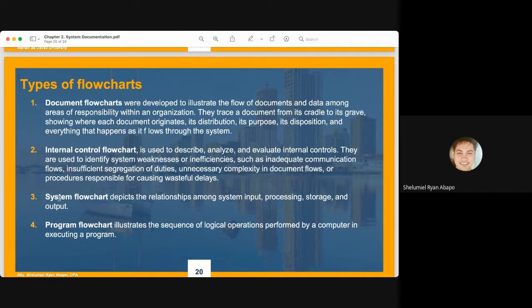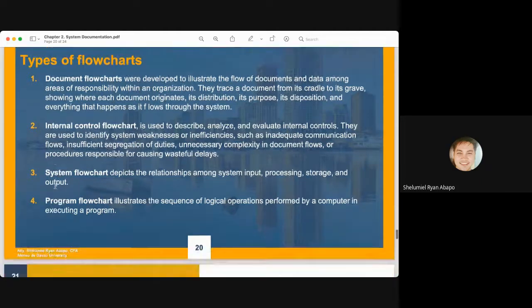Now, the system flowchart, on the other hand, depicts the relationships among systems, input, processing, storage, and output. And of course, the program flowchart illustrates the sequence of logical operations that are performed by a computer in executing a particular program.